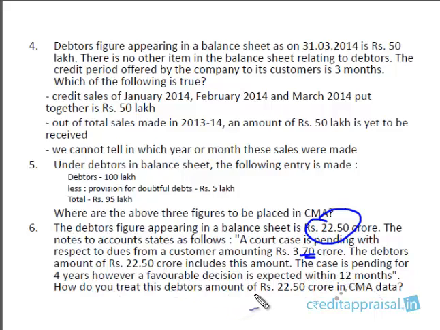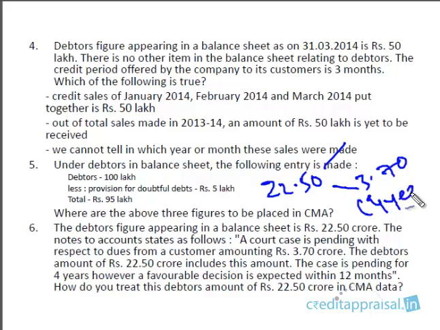The case is pending for 4 years. However, a favorable decision is expected within the next 12 months. How do you treat this debtors amount of 22.5 lakhs in the CMA data? 22.5, right? Out of this, 3.7 is data that is very old. That is 4 years back.